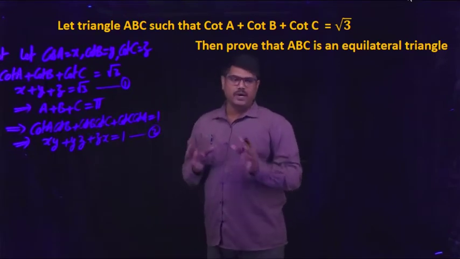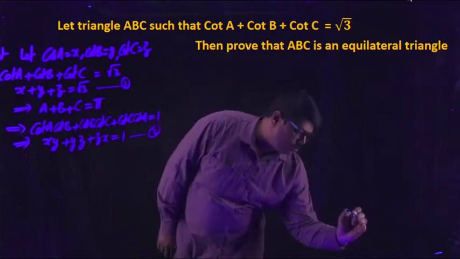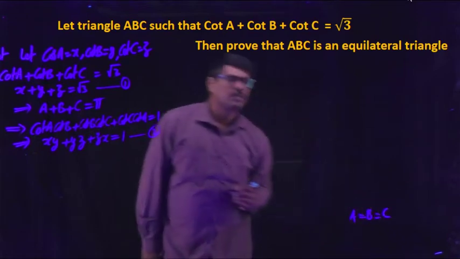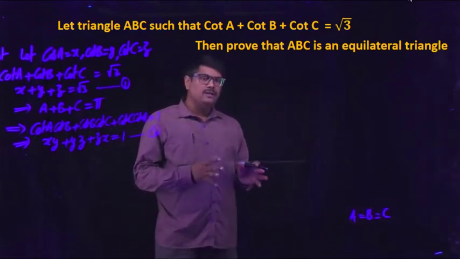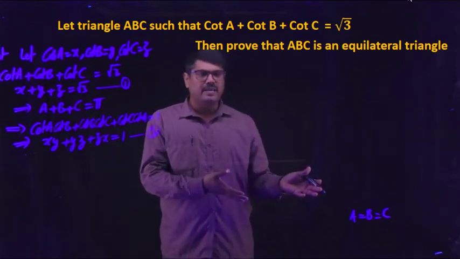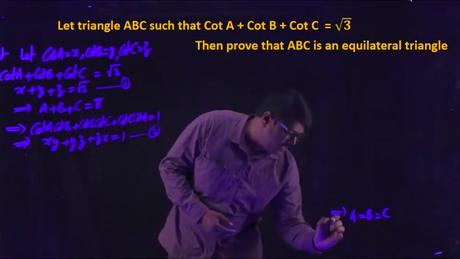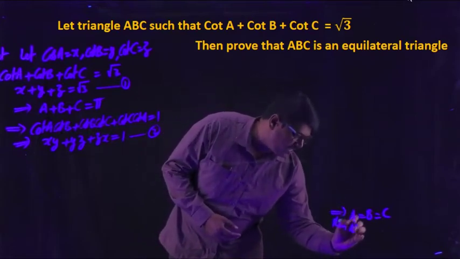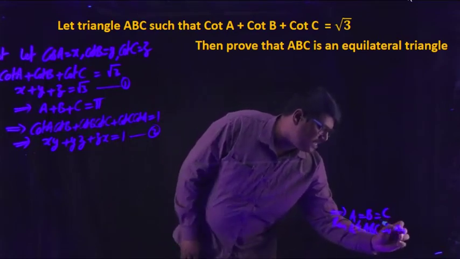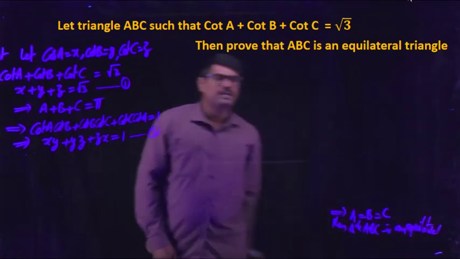So actually what is our requirement? We need to prove, finally you need to come to this step: A is equal to B is equal to C. By showing all angles are equal, you can verify it is an equilateral triangle. So if A is equal to B is equal to C, then the final conclusion is triangle ABC is an equilateral triangle.